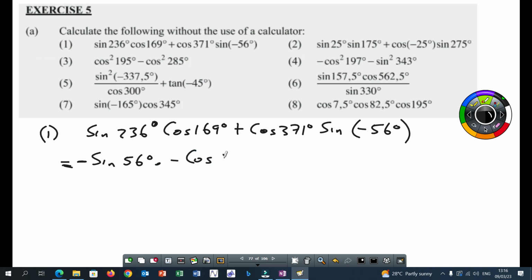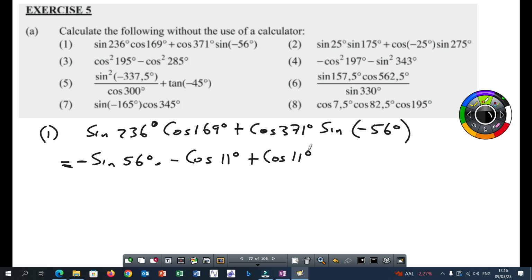11 degrees. Right? Then 371 is in the fourth quadrant. Okay? Subtract this from 360, you get 9 degrees. This angle here, sorry, it's in the first quadrant, so you have to subtract 360, you get 11. So that will be plus cos 11 degrees. Please take note, 371 is in the first quadrant.